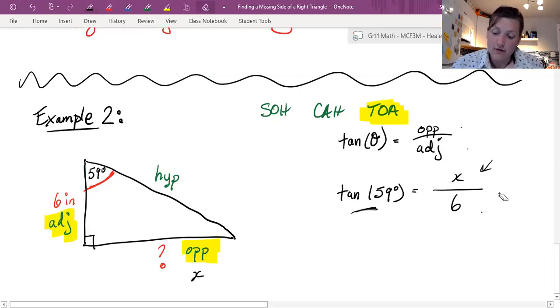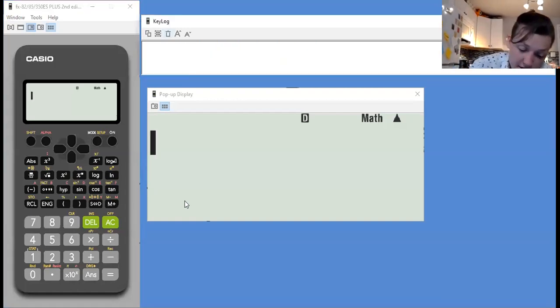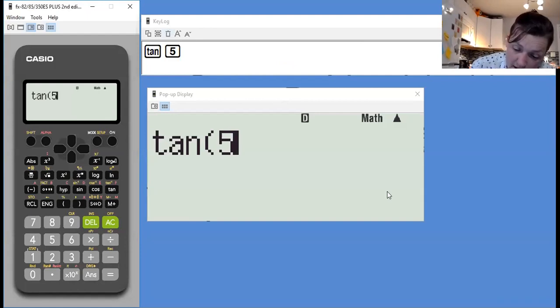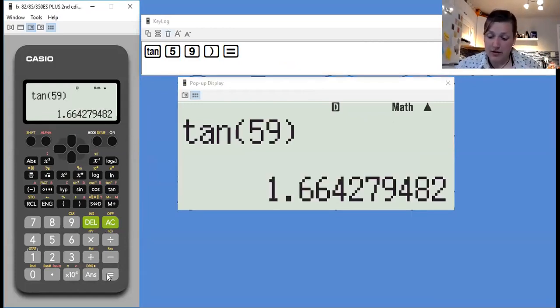So last time I entered the trig into my calculator right away to get an exact number. And I could do that. So if I wanted to, I could say, let me just get rid of some things here. I could do tangent of 59 degrees. And I would get, okay, that ratio equals 1.6642.